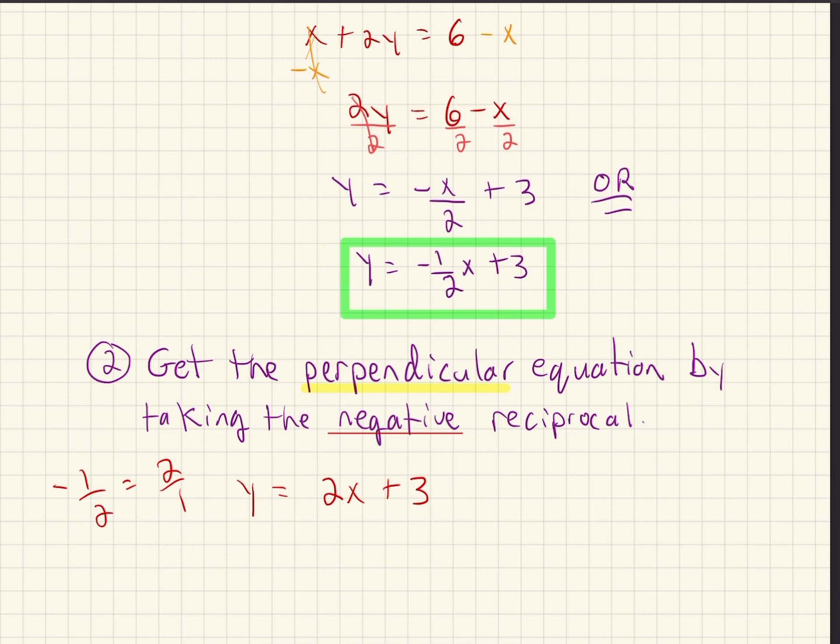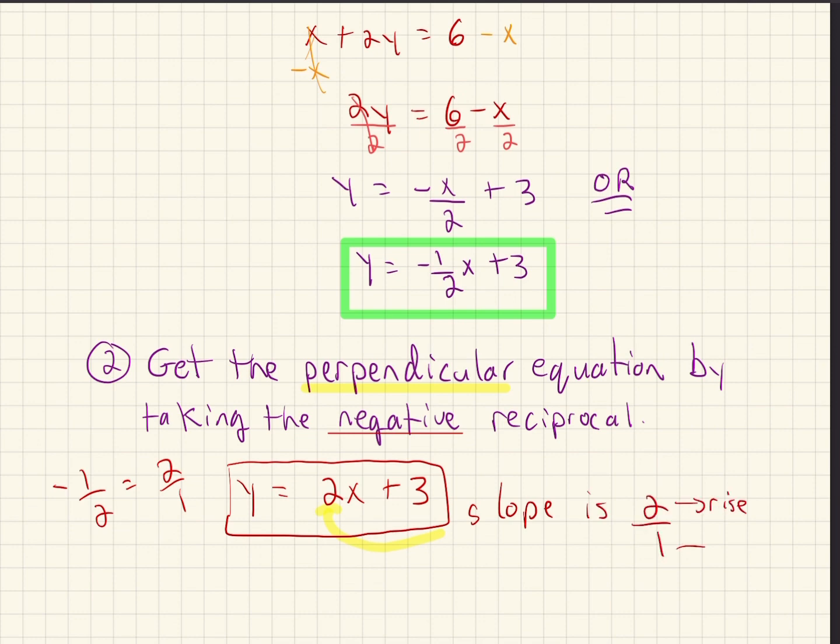So now we have the equation y is equal to 2x plus 3. And as the equation shows us here, the slope is 2 over 1, right? Where 2 is the rise and 1 is the run.